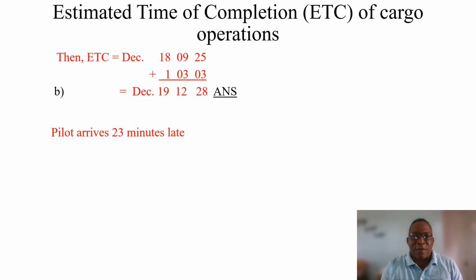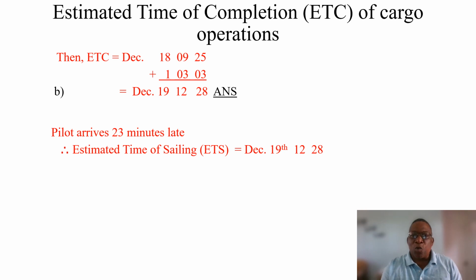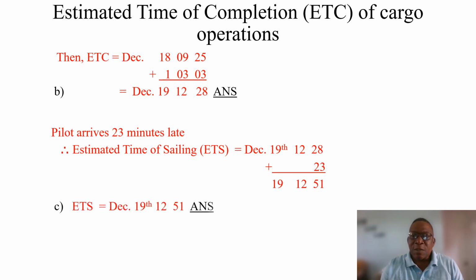Pilot arrives 23 minutes late. Therefore, the estimated time of sailing would be the completion time of the operation, which is December 19, 12:28, plus 23 minutes for the waiting time on the pilot, which gives us 19, 12 hours and 51 minutes. Therefore, the estimated time of sailing is December 19th, 12:51. And that's the answer for C.